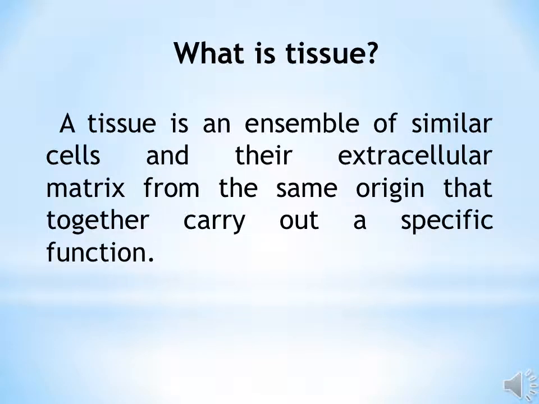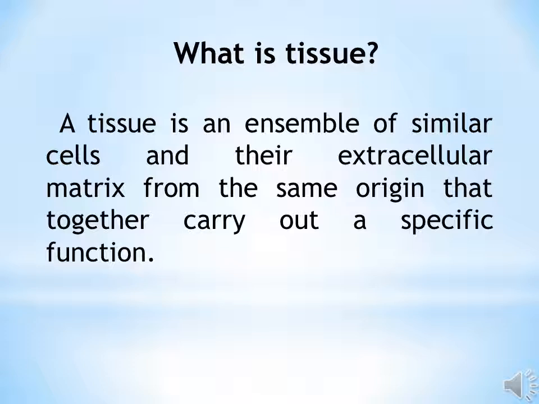So what is a tissue? Tissue is actually a group of cells. If we talk about the levels of organization, then cell is the basic structural and functional unit of life. Maybe plants or animals, whatever. But the cell is the basic unit, right? So after that, which is the next level of organization? The next level is tissue. In a tissue, a group of cells come together to perform a particular specific function.